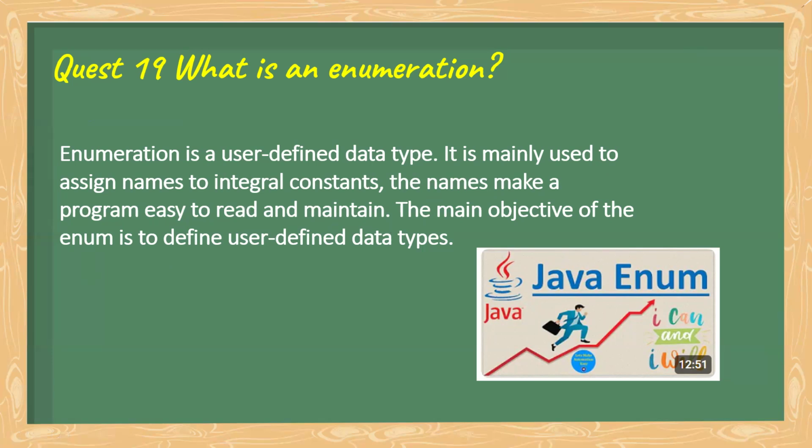For example, in the application you want to represent gender with 1 meaning male and 2 meaning female. Here you can use the enumeration, so the first maps to male and the second maps to female. That's why it is said to be mainly used to assign names to integer constants. The names make a program easy to read and maintain. Female and male are easy to understand, but behind the scenes in the database you are going to store 1 and 2. The main objective of the enum is to define user-defined data types. Again, you can watch this video on my channel and you will get a great understanding of that.